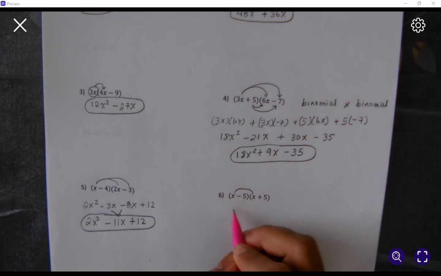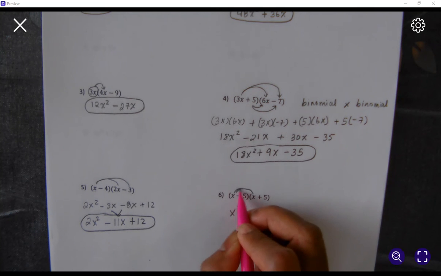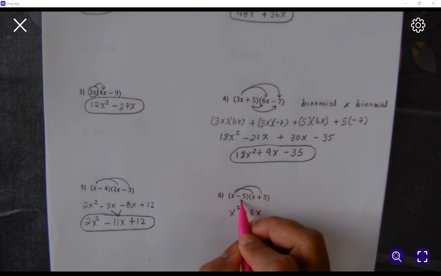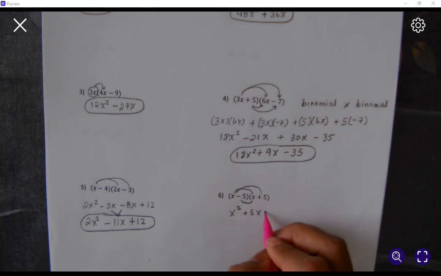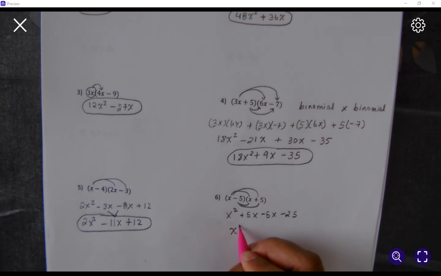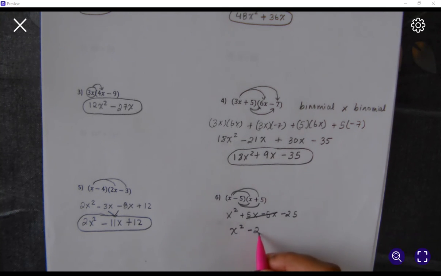And then finally this one, x times x is x squared, and then x times 5 is 5x, and then negative 5 times x is negative 5x, and negative 5 times 5 is negative 25. Here you combine 5x minus 5x, that's just 0, and then you have x squared minus 25.